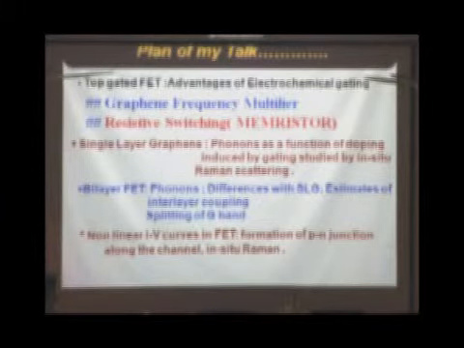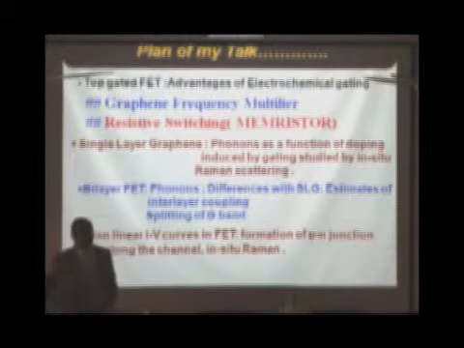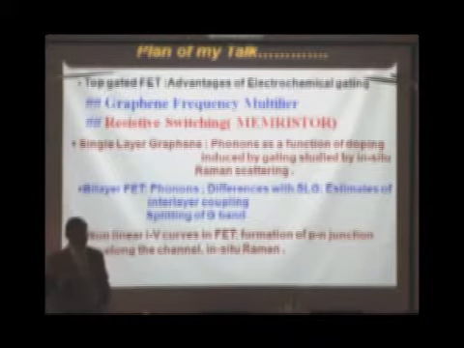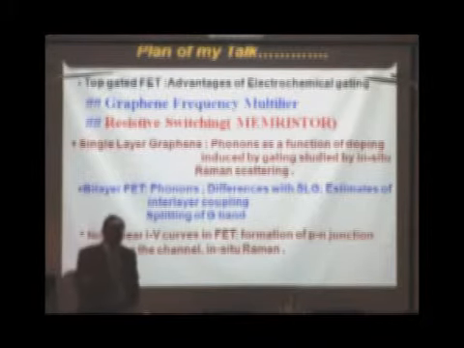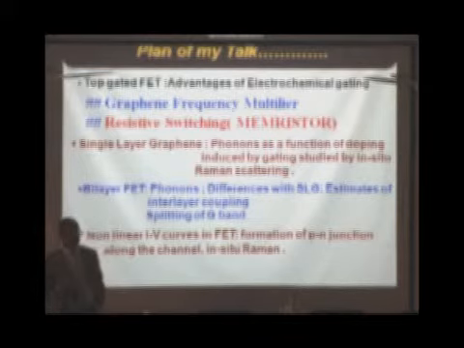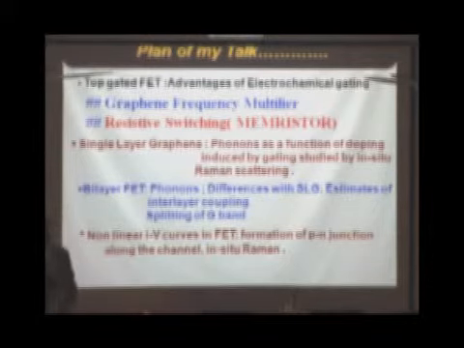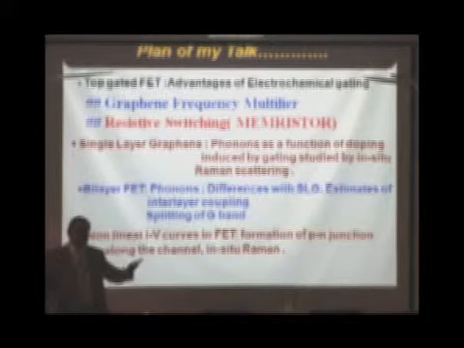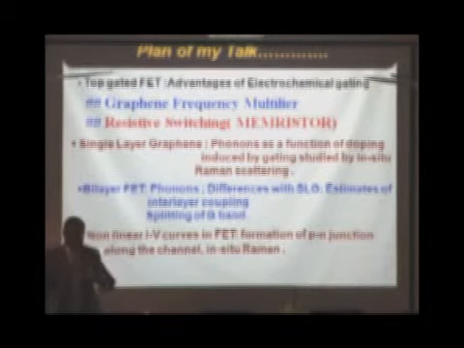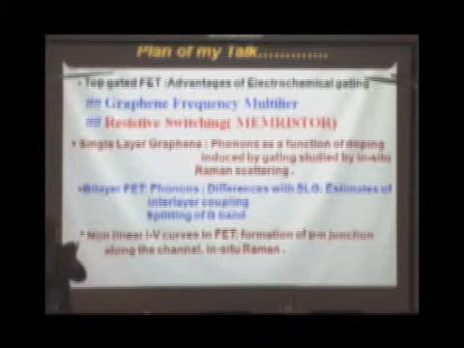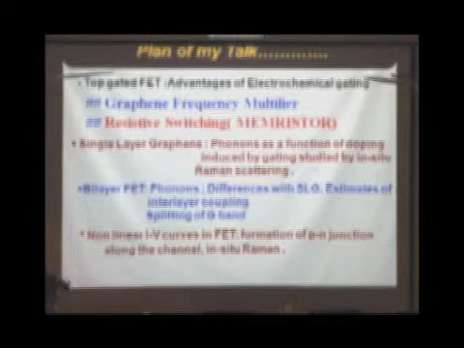So the first part of my talk is to show you how you can very easily make a field effect transistor of graphene, which has been done, but I'll tell you what is the new thing we have brought in and what you can do with it. Using that, you can make a very, very simple frequency multiplier. You give a frequency of omega, you will get 2 omega out from these devices because of the property I'll point out. You can make resistive switching devices which are called memristors, the resistance which is a memory.